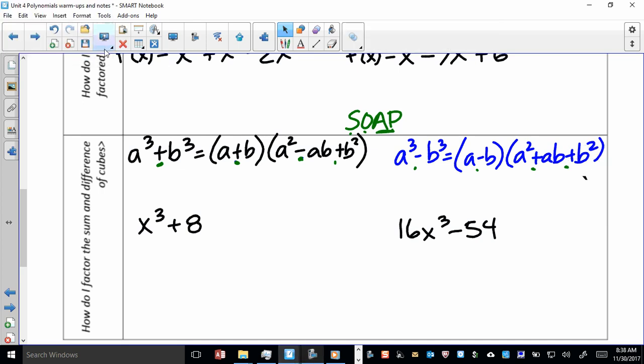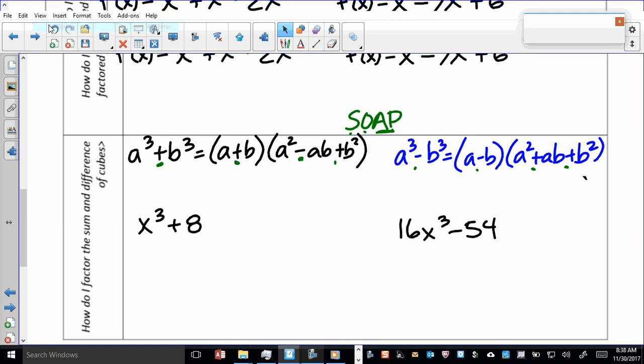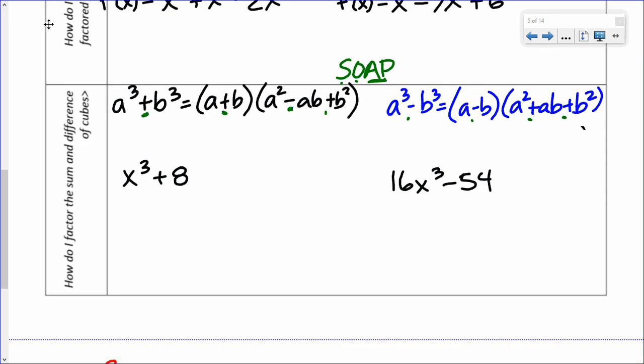Okay, sorry about that. Back to sum and difference of cubes. So what I do when I look at an expression like x cubed plus 8 is I have to decide within that expression what is a and what is b. So I'm going to jot down, a must be x, because a cubed is x cubed. And b must be 2. So I'm basically going to make this fit into this mold here. So I'm going to put x plus 2.